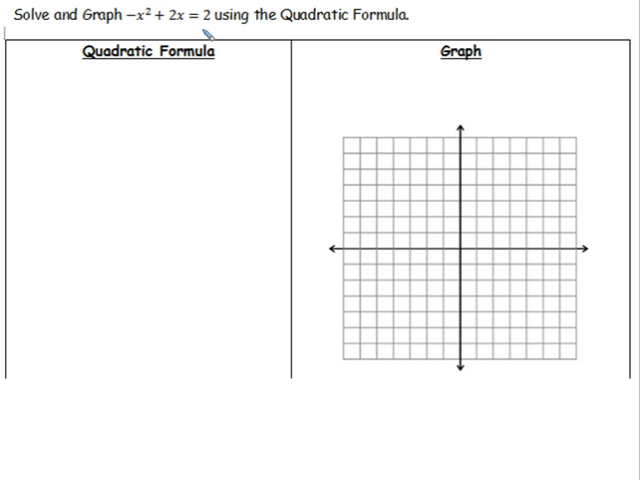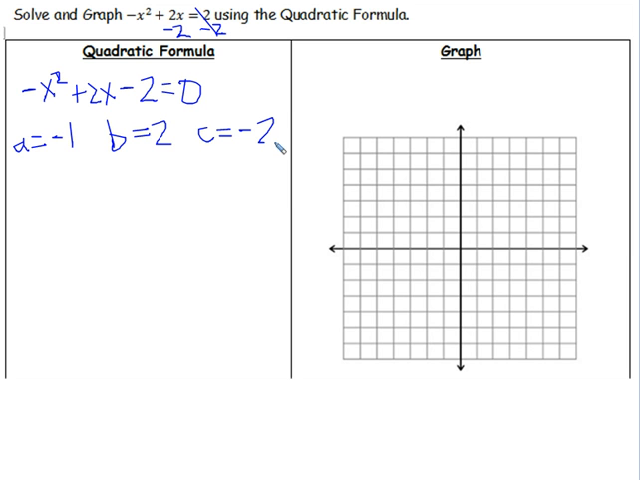We want it equal to 0, so instead of it equaling 2, let's move the 2 over and we'll subtract it. So we have -x squared plus 2x, and then that minus 2 we move over. All right, now it's equal to 0. All right, so label A, we have -1, B is 2, and C we have as -2.